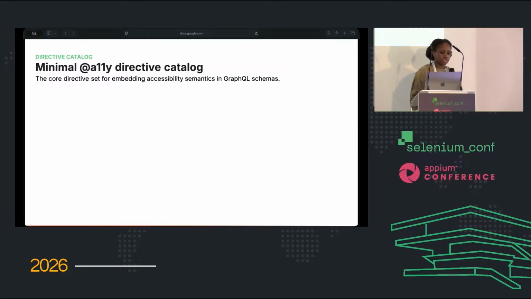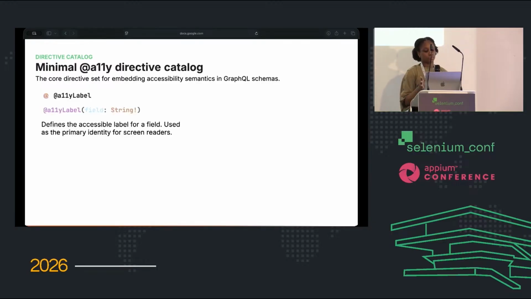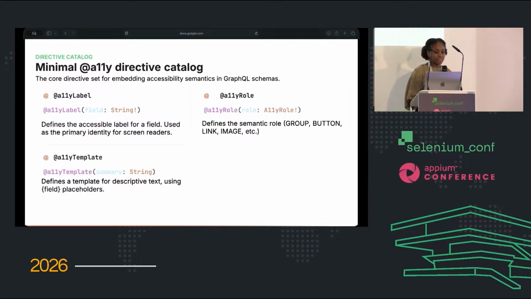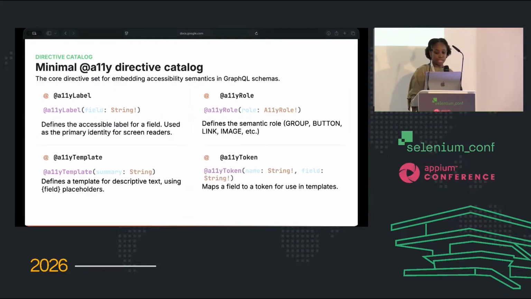So I'm going to have a sandbox GitHub link at the end of the session that shows how this can work. In the GitHub link, we show that there are 4 directives that we can use. The accessibility label here is the primary identifier for the screen readers. So that's probably the default name or information that you want to be spoken out. The role, depending on if it's a group, a button, a link, an image, etc. Then we have a template that describes the descriptive text, a human readable sentence that can be spoken out. And then the token is a way for you to add some flexibility into your attributes. I'm going to go into more detail on each of these on the next few slides.